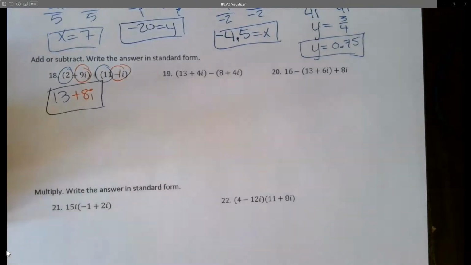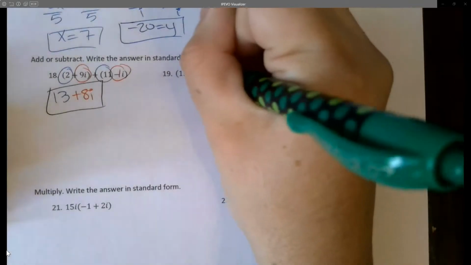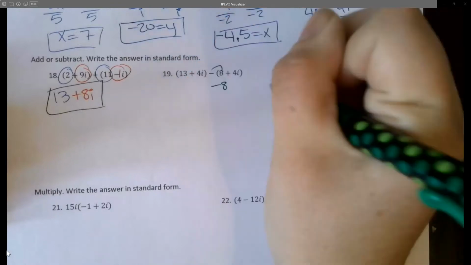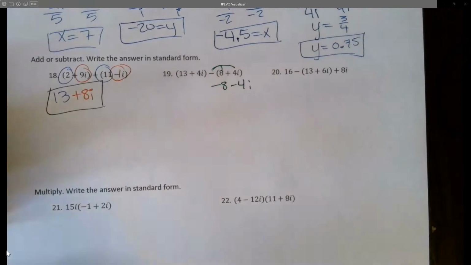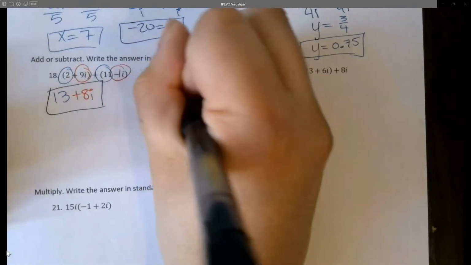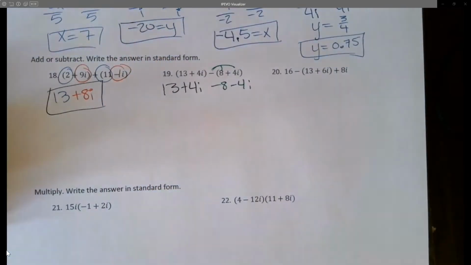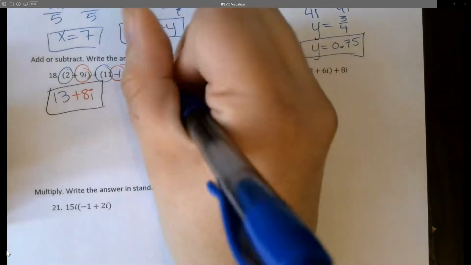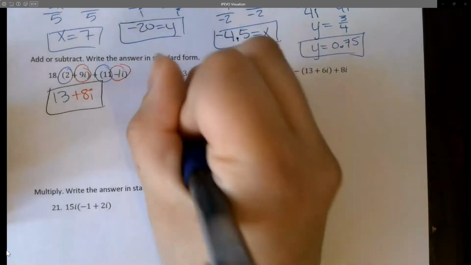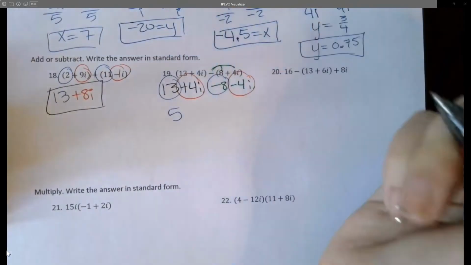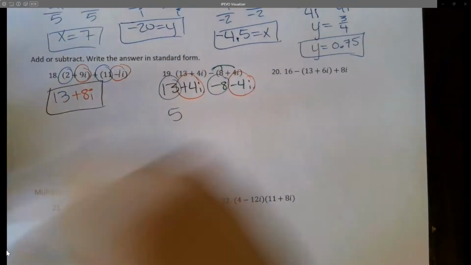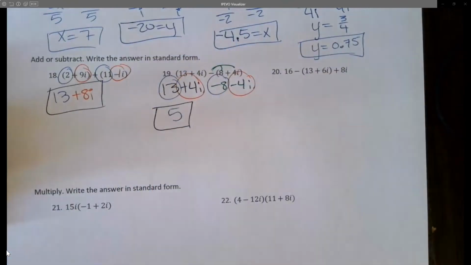On 19, I have this negative sign in between, so I want to go ahead and distribute. That's going to give me a negative 8 and a negative 4i. The first set of parentheses stayed the same, so I want to write that out front. Then I want to go back and combine my like terms. I have 13 minus 8, which gives me 5. Then I have 4i minus 4i, which again cancels out. So my answer here is just 5.